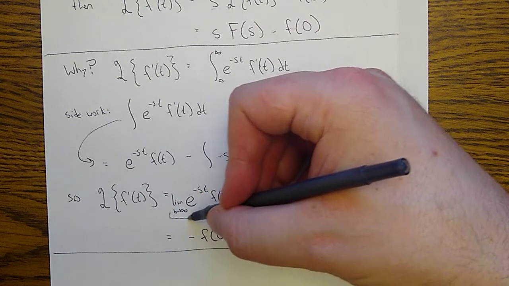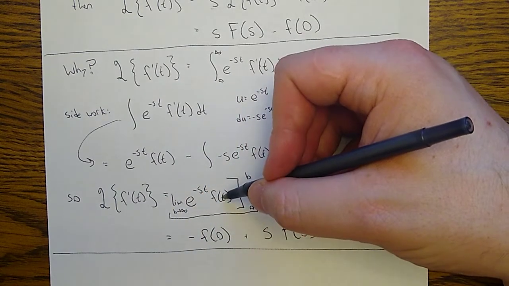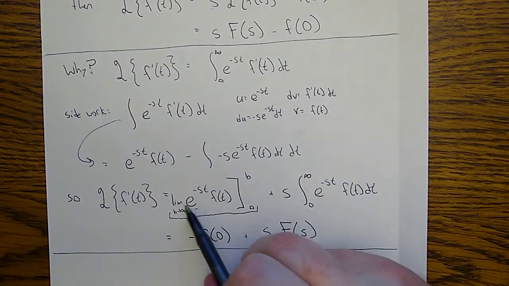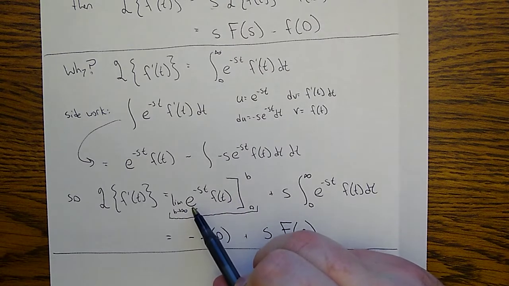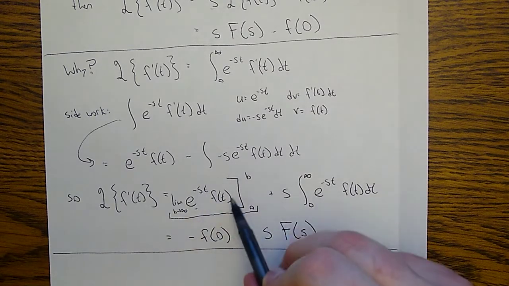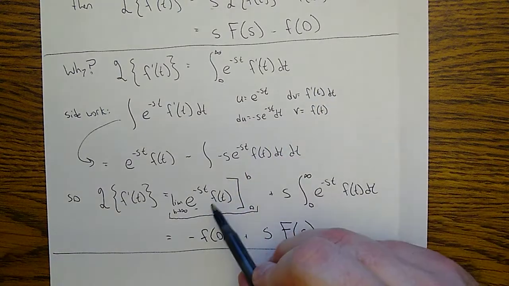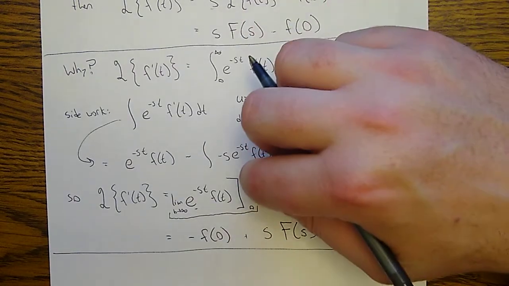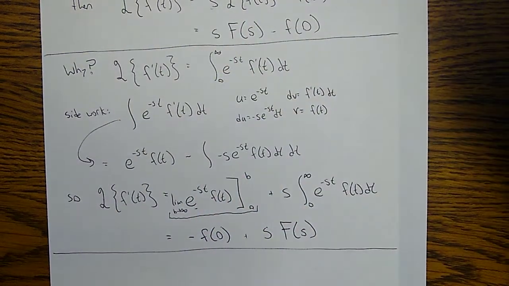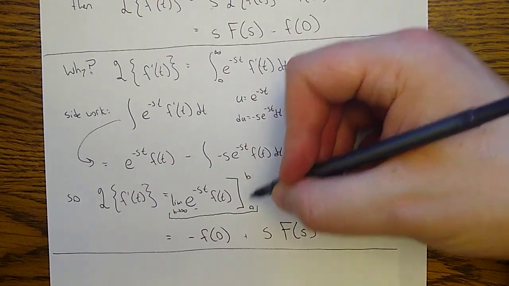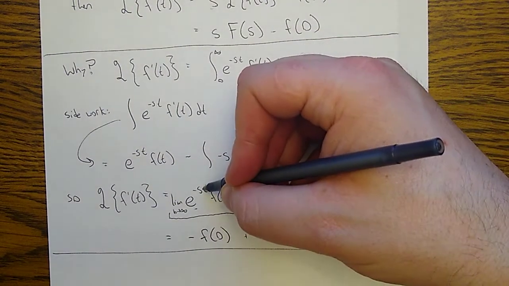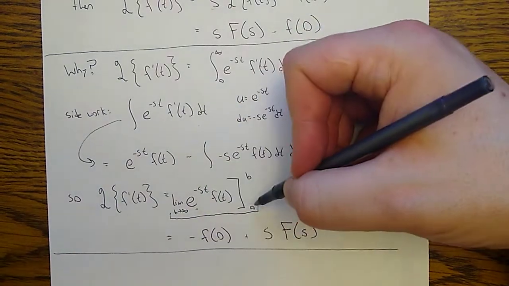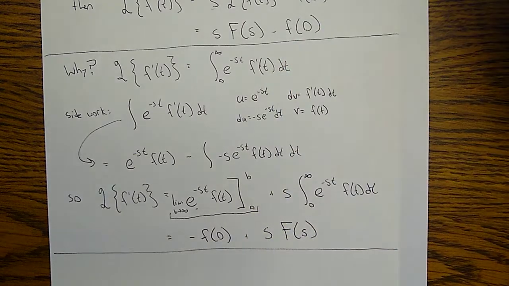Well, this one, because f has exponential order, if s is big enough, this integral converges. In other words, when I plug in b and do the limit as b goes to infinity, this part goes to 0. What's left over is what I get when I plug in 0. And when I plug in 0 here, I get e to the 0 times f of 0, which is this. And it has a negative sign because you subtract the bottom number.